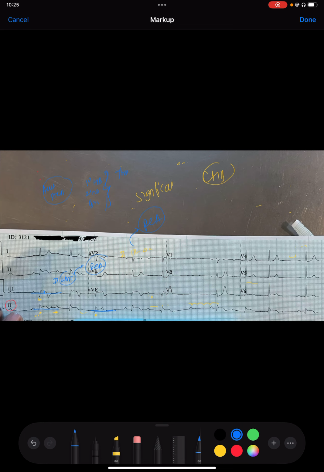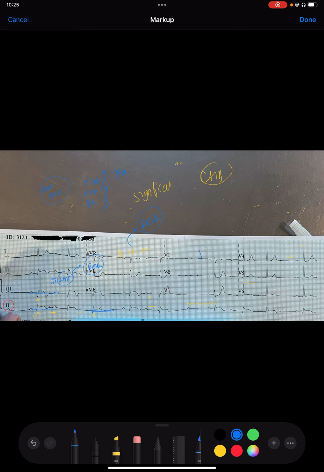So this is a very interesting case of recent acute inferior wall MI, presenting with complete heart block and some portion of variable heart block.